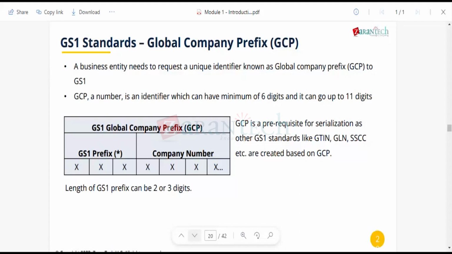Here, for the GS1 company prefix, I have explained the overall design of how the company prefix is created.